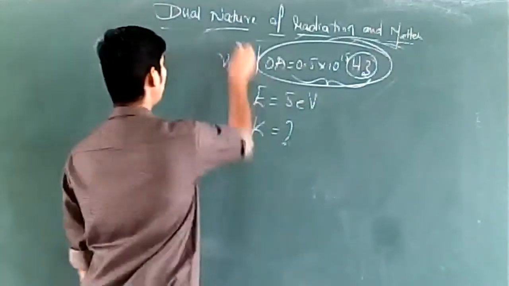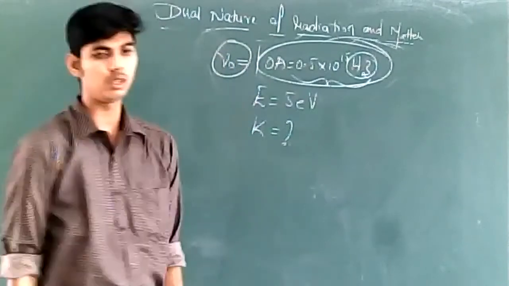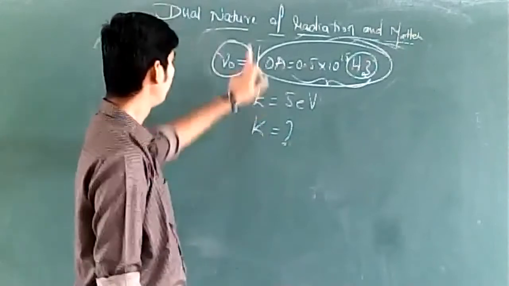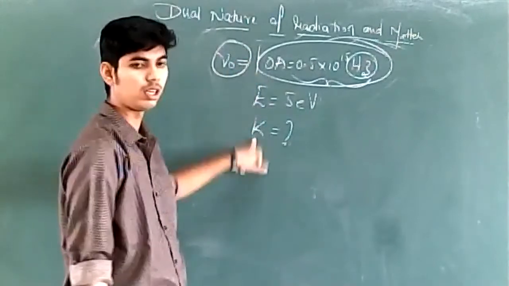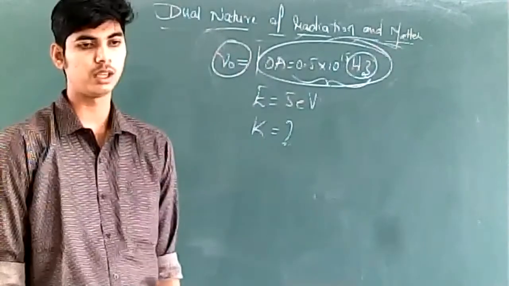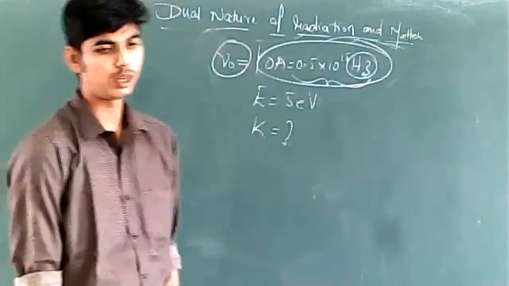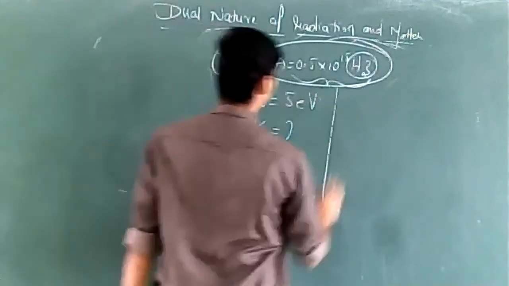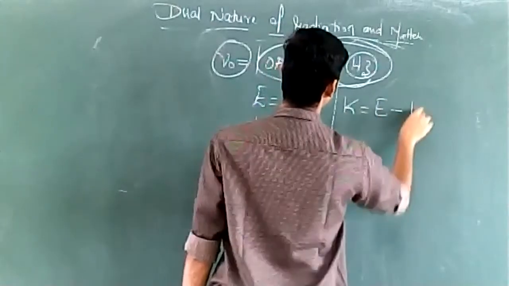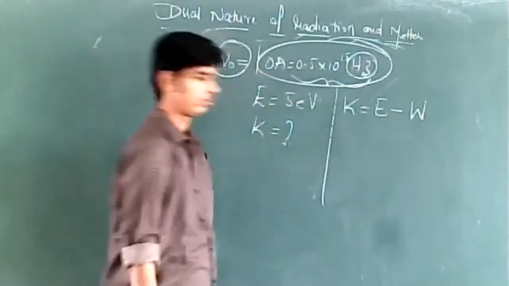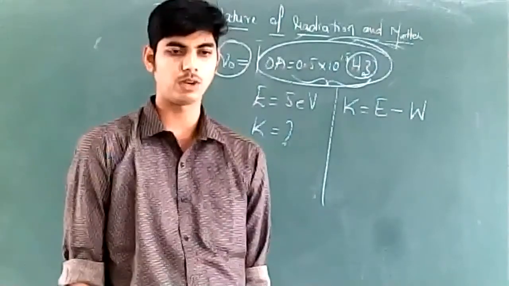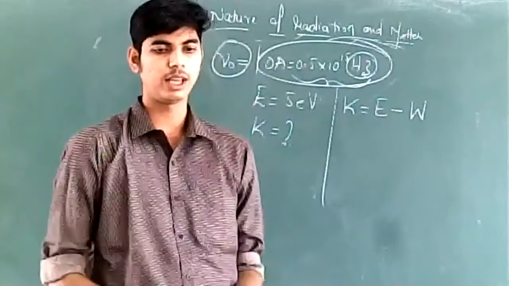So what is to be done? When we know the threshold frequency, what else can be calculated? We know the energy of photon. We know the threshold frequency. We need kinetic energy. What can be calculated now? From the given data, we know that the kinetic energy of photoelectrons is equal to the energy of photon minus work function. So what can be calculated now?